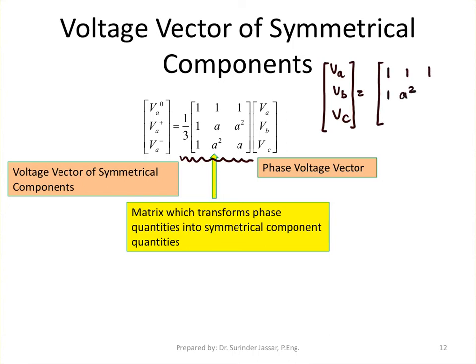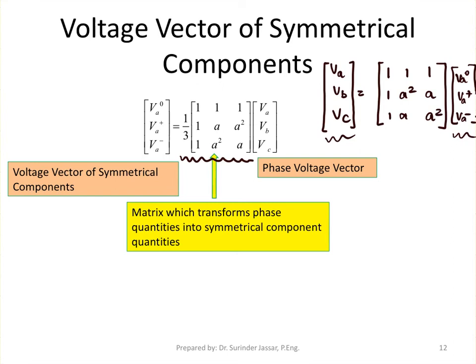I believe this is how it was. Nope, sorry, this was A square. And here was VA0, VA positive, VA negative. Let me make sure that it's okay. So earlier it was like this. Now we're saying we want them and we know this.